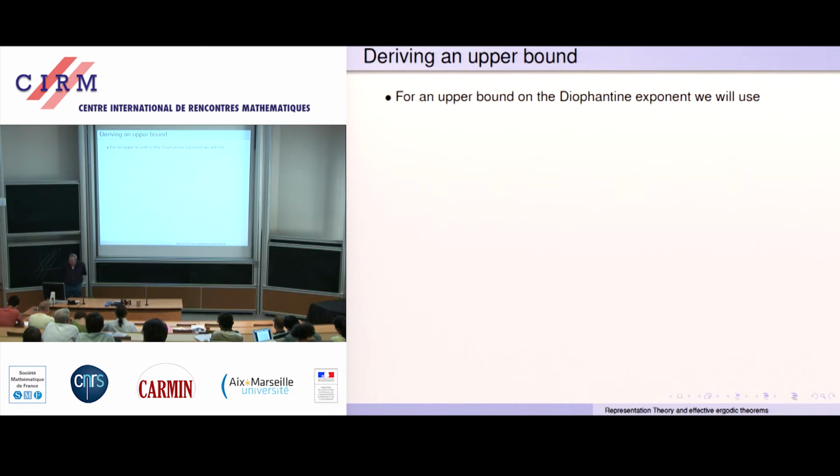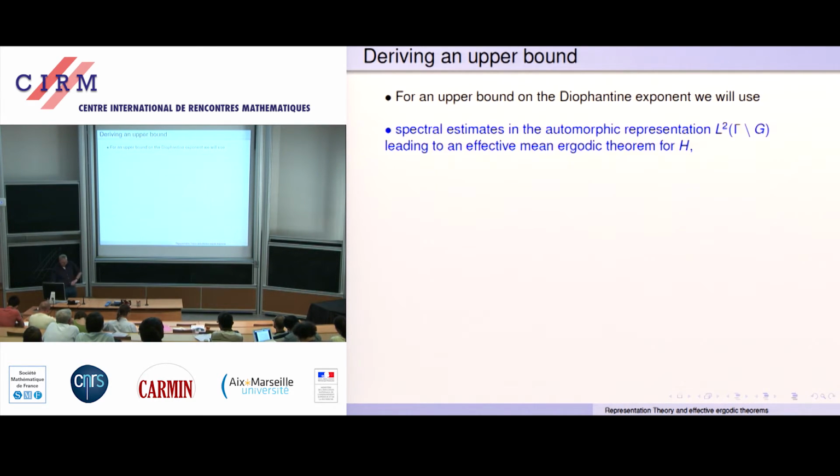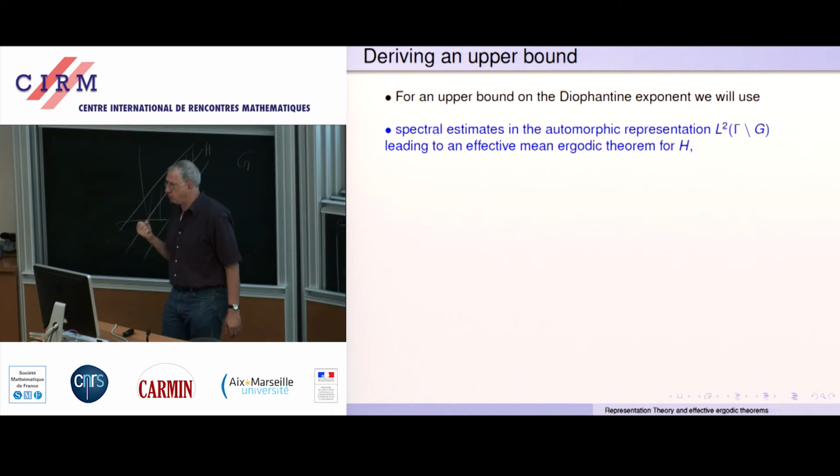And for an upper bound on the Diophantine exponent, we will use spectral estimates in the automorphic representation of L2 G mod gamma, leading to an effective mean ergodic theorem for H. Okay, so we've been discussing this the whole week. We are going to have at our disposal L2 G mod gamma. It's a nice representation of G. I can restrict it to a subgroup H, and I'm going to have a certain estimate for the operators on H.